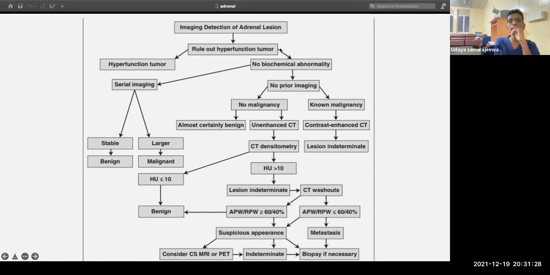So if the CT densitometry shows a Hounsfield value of more than 10, that is significant, and then we need to get the adrenal washouts, and that is shown here. If it is less than 10, generally it is a benign condition, a benign adenoma. If it is a benign adenoma, then you have to take a decision depending on the size, because if the size is more than 4 centimeters, even if the CT appearance is benign, surgery is indicated.